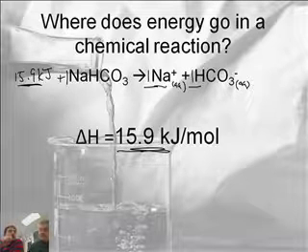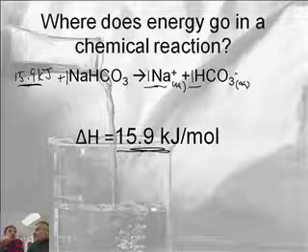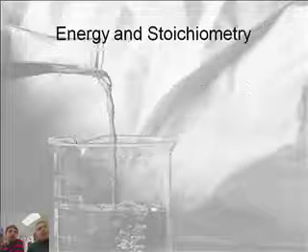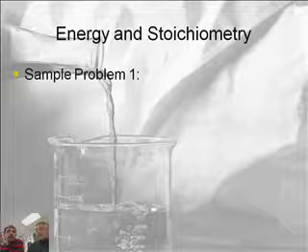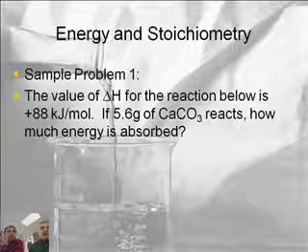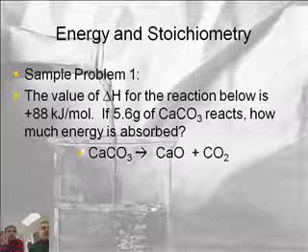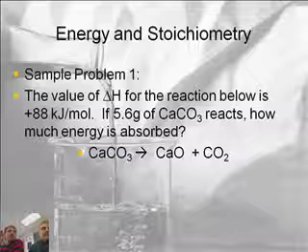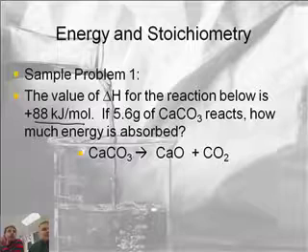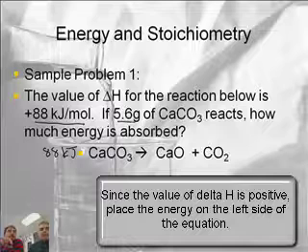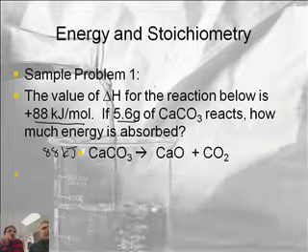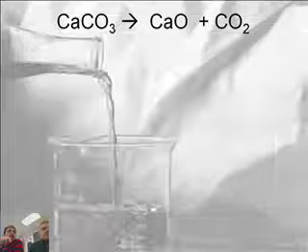All right, now let's actually do a problem like we would do on the worksheets, problem sets. Energy and stoichiometry. This is a math problem. So sample problem 1. The value of delta H for the reaction below is such and such. So we have calcium carbonate reacts. All right, now wait a second. We get delta H. It's positive 88. So where does that go? That goes on the left. So I'll say 88 kilojoules right here. Yep. So now I've got some other numbers here. Actually, let's go to the next screen. 5.6 grams, 88 kilojoules.